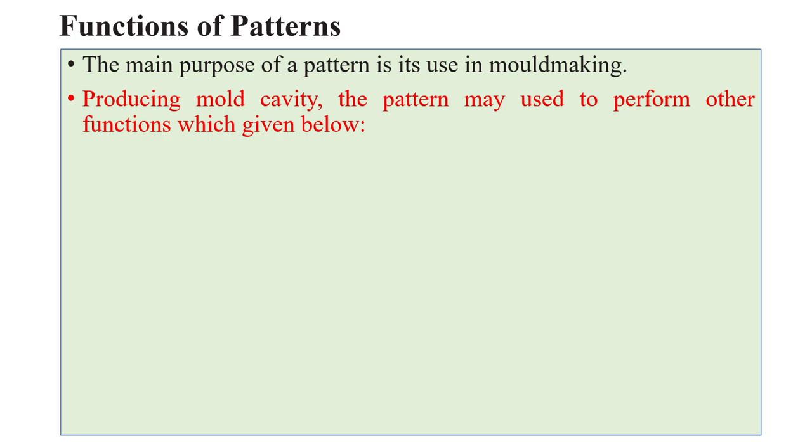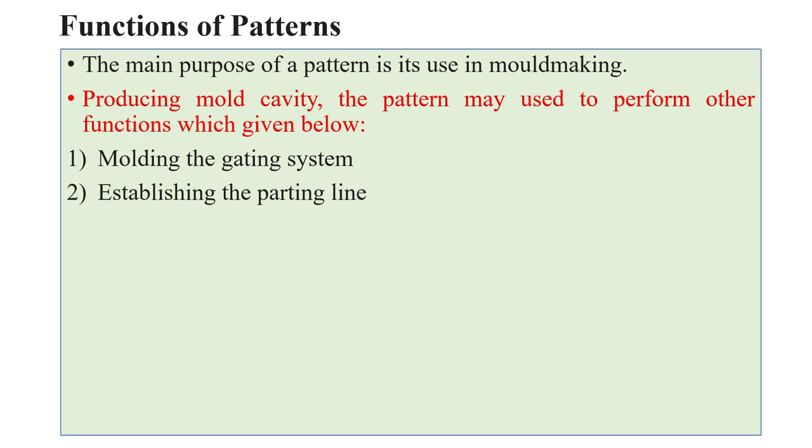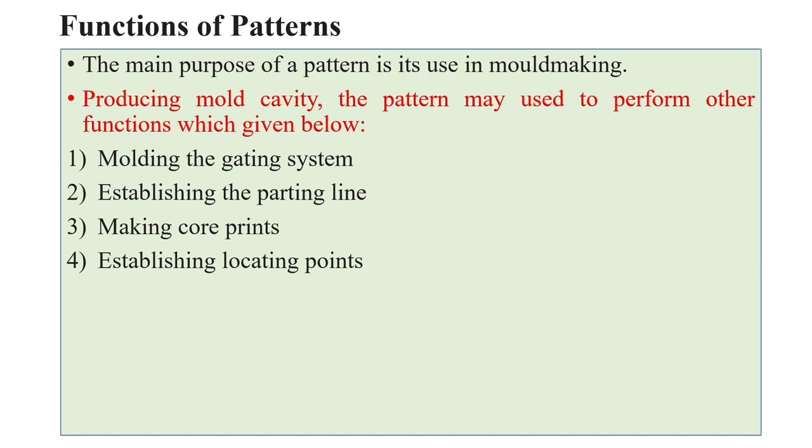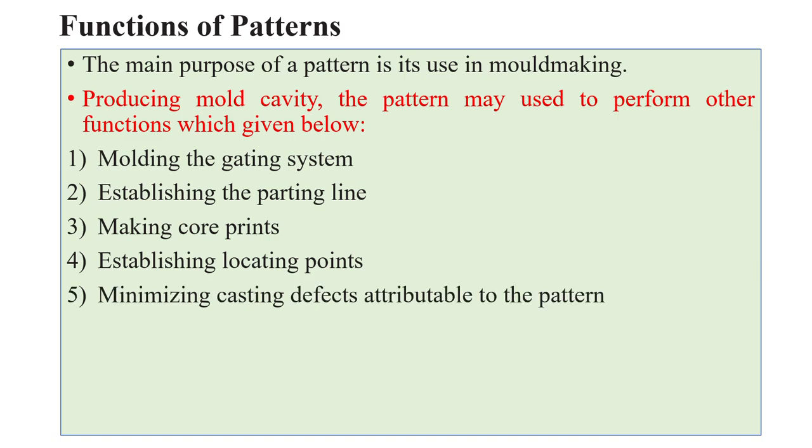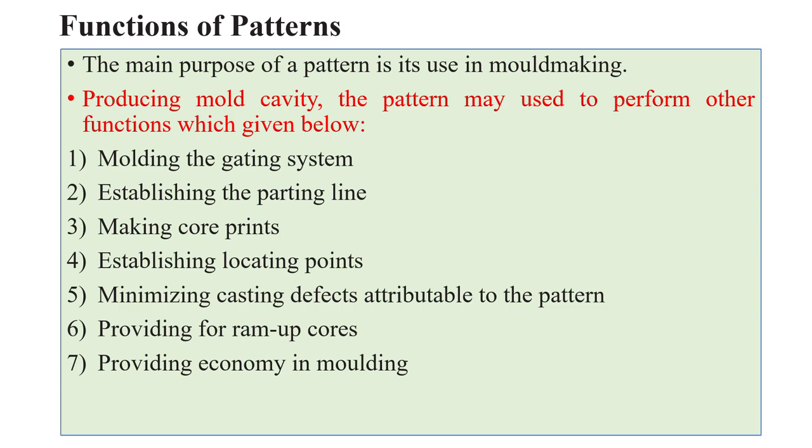But besides the mold cavity, the pattern also has some other purposes. So what are these purposes? Molding the gating system, establishing the parting line, making the core prints, establishing the locating points, minimizing the casting defects attributable to the pattern, providing for the ram up core, and providing economy in the molding. These are all the functions of the pattern. So besides producing the mold cavity, the pattern also has some other purposes, and we can discuss them one by one.